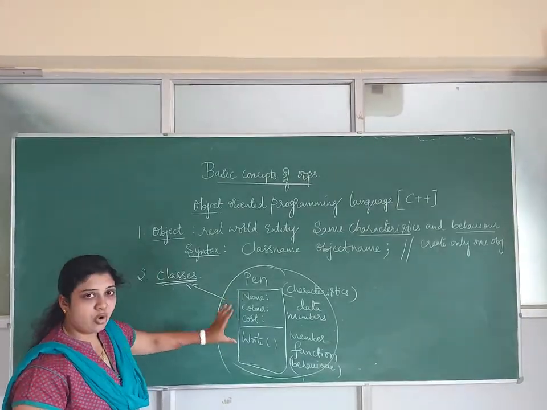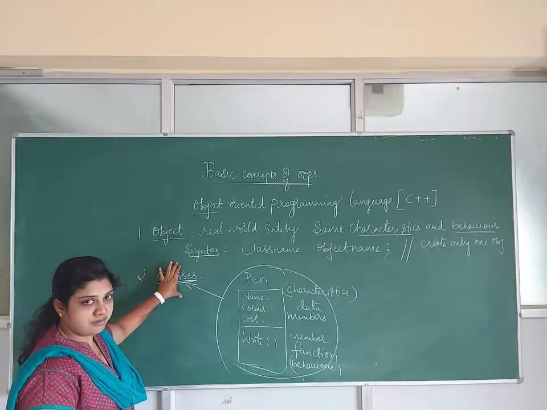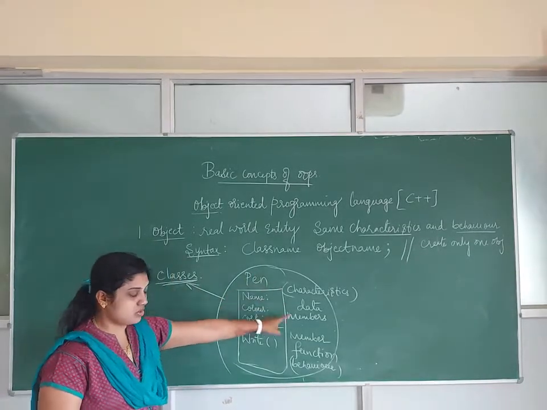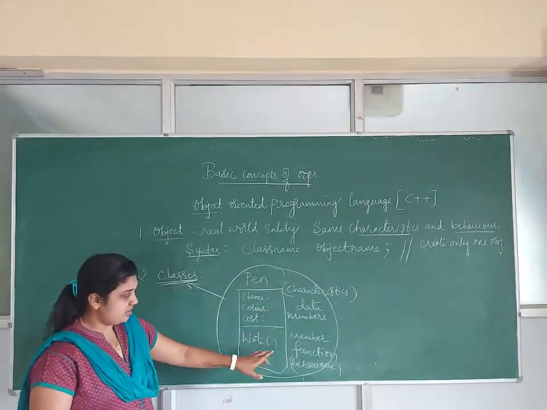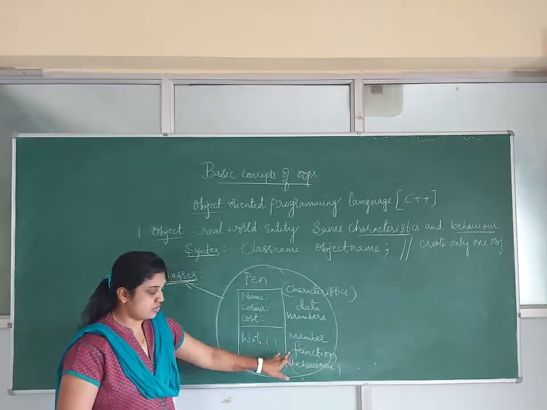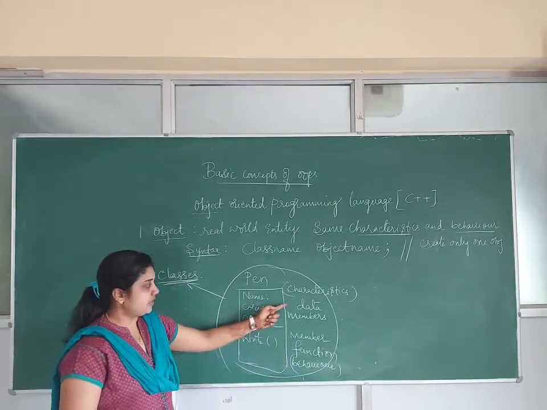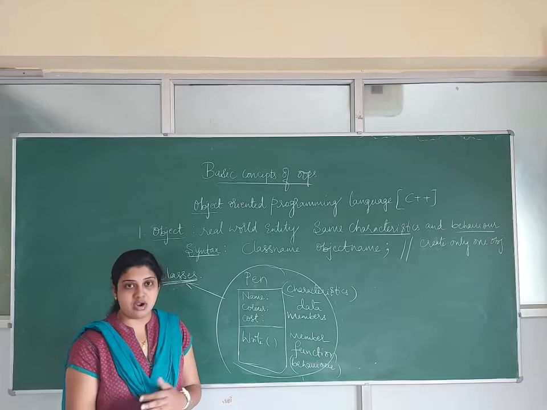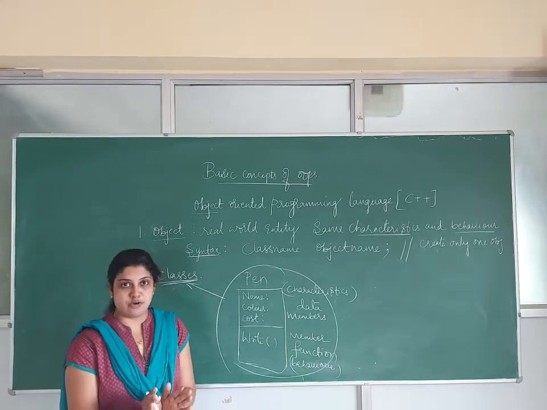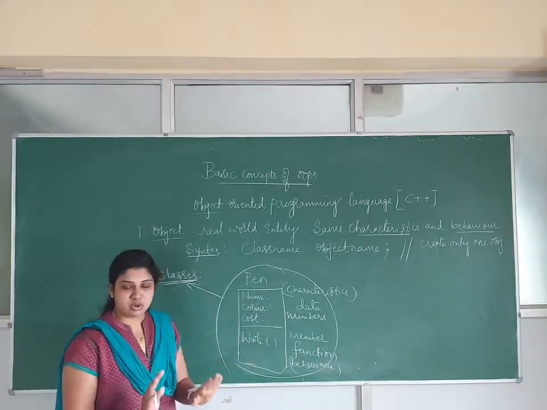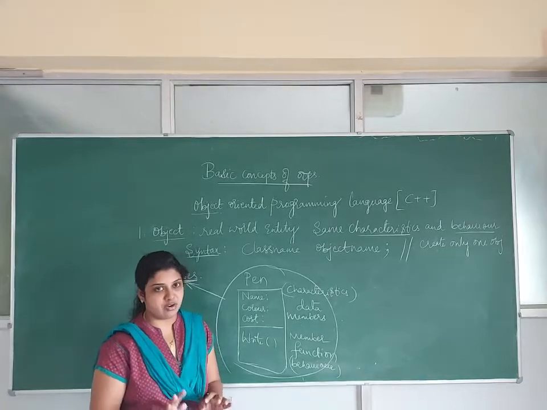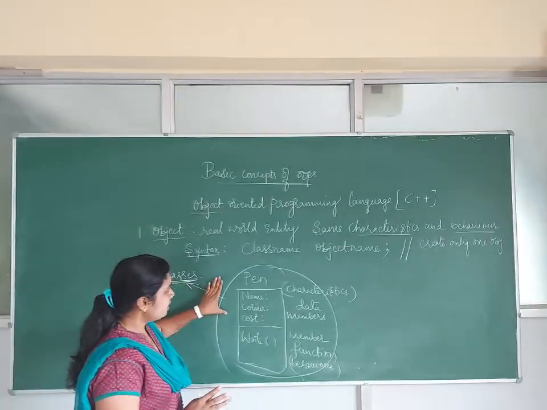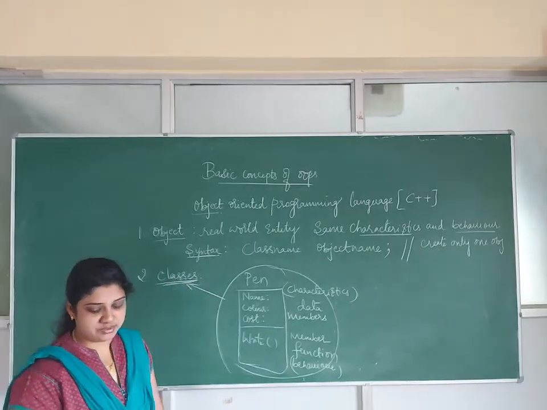See, this is data and this is function. Both will be held by your class. Data is also called data member and function is also called member function. Data member is also called the characteristics of an object. Member function is also called the behavior of an object. This is your class concept.